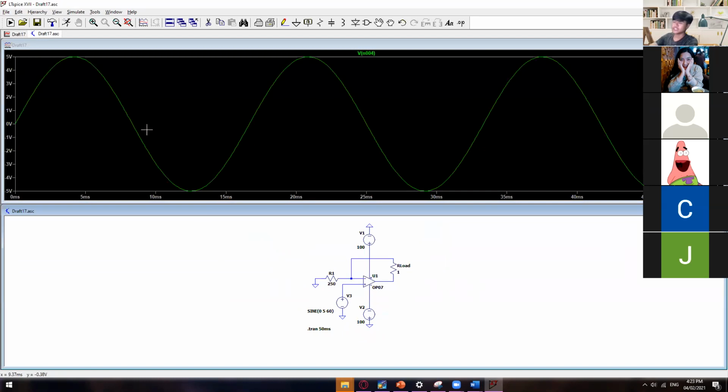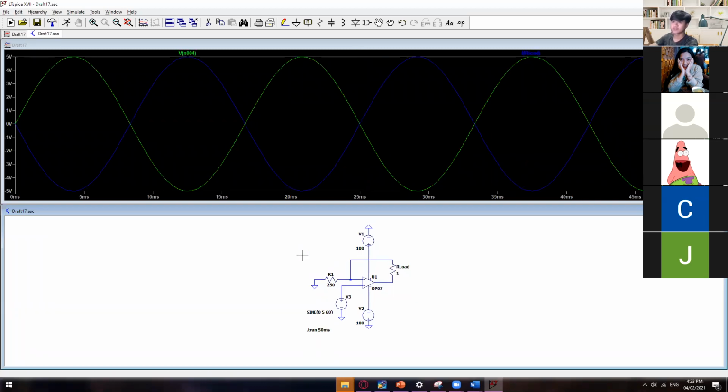So of course, initially we have here 5 volts peak to peak, 5 to negative 5. And how about our current output? Once you see this one, just left click. So as you can see, we have here an inverted result for your current. In here, we have a maximum of negative 20 milliamps.